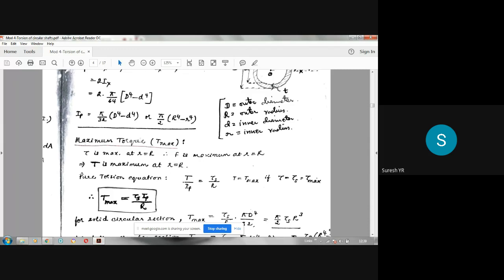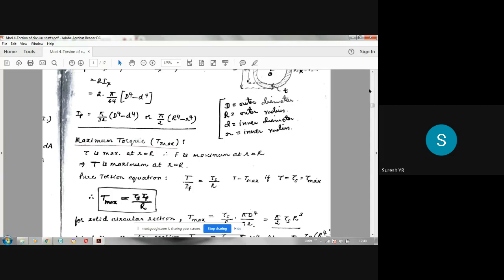So in the pure torsion equation, tau S by R is equal to T by IP. Therefore, T is equal to Tmax if tau is equal to tau S. So tau S by R is equal to T by IP means Tmax will be equal to tau S into IP divided by R. That is the expression for the maximum torque, which occurs at the boundary.